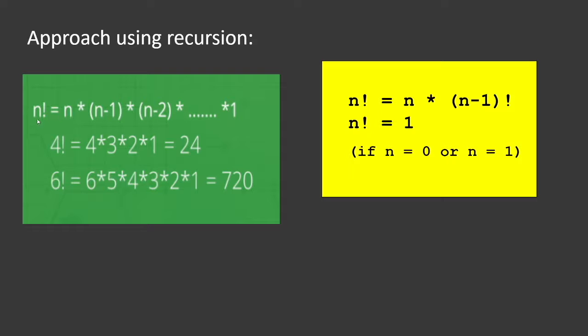Suppose we have given a positive integer n, then n factorial will be equal to n into n minus 1 into n minus 2 dot dot dot up to 1. So if we take the example of 4 factorial, then it will be equal to 4 into 3 into 2 into 1, that is equal to 24. Now if we take the example of 6 factorial, then it will be equal to 6 into 5 into 4 into 3 into 2 into 1, that is equal to 720.